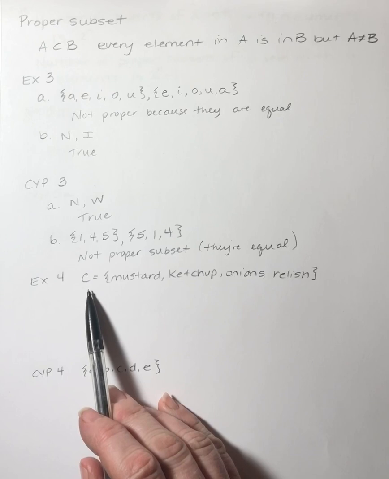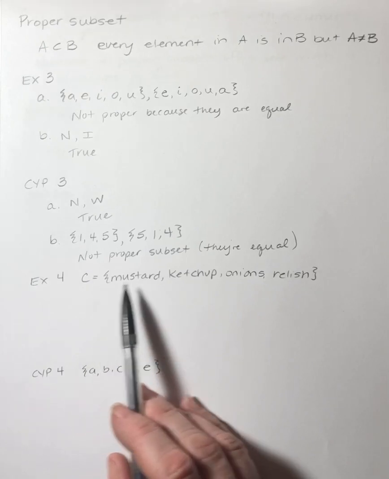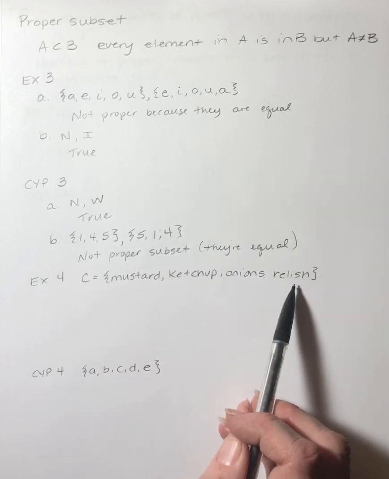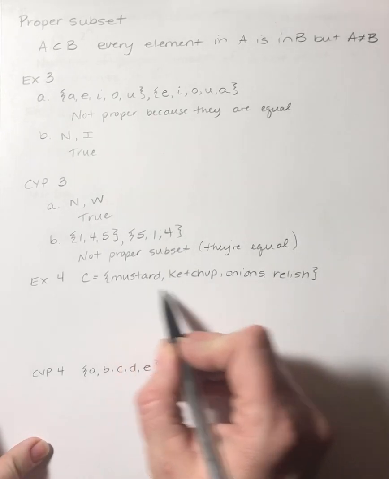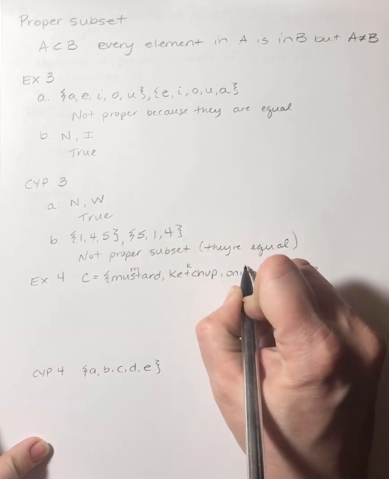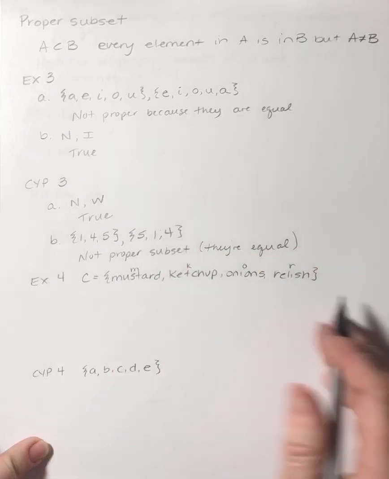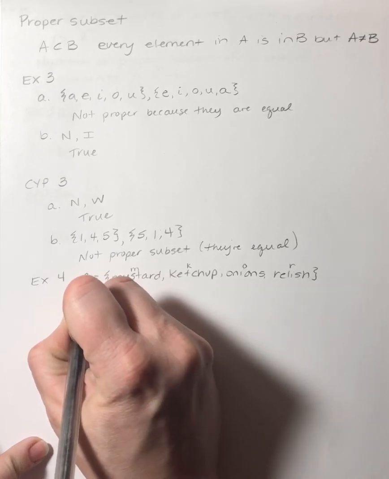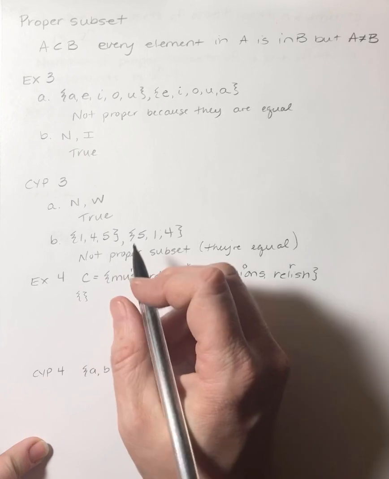Example 4. All right, these get to be a little bit cumbersome. Set C shows 4 condiments that a hot dog stand offers on its hot dogs: mustard, ketchup, onions, relish. List all the subsets of C, okay? Now, none of these start with the same letter, so I'm going to abbreviate this M, K, O, and R, okay? So I'm going to start out, and first one that you always have is your empty set, okay?